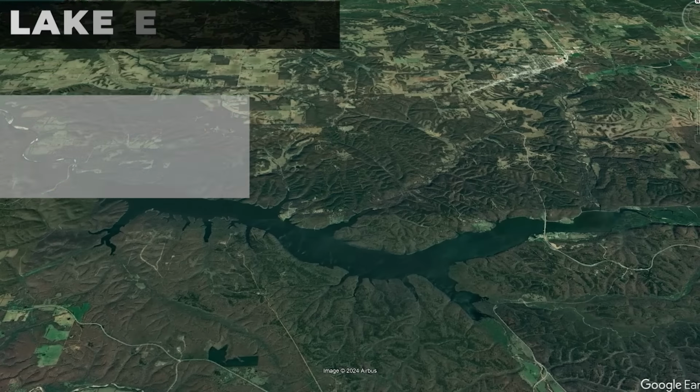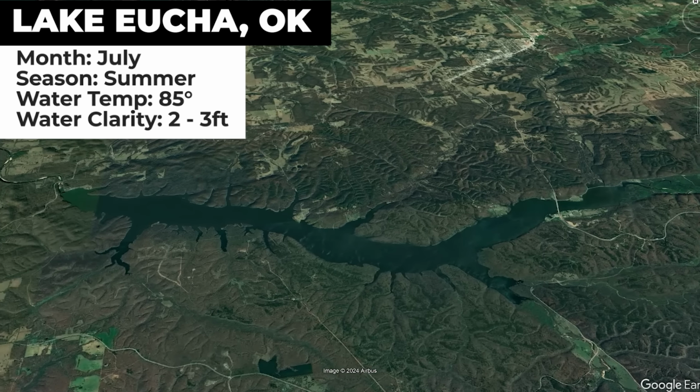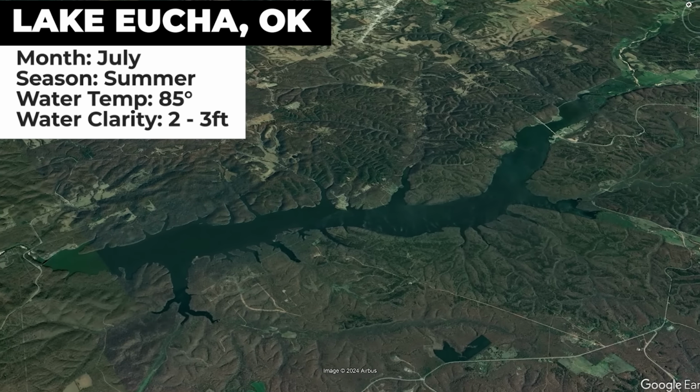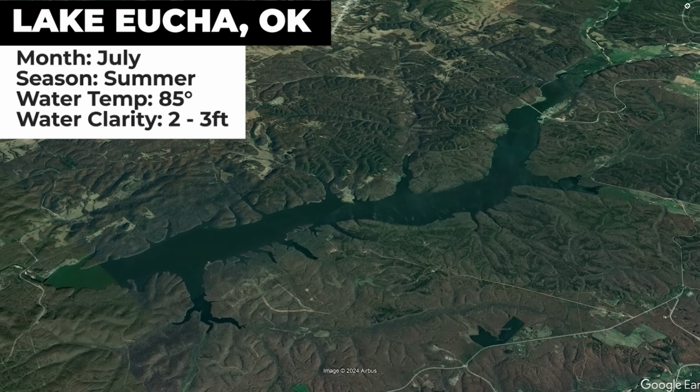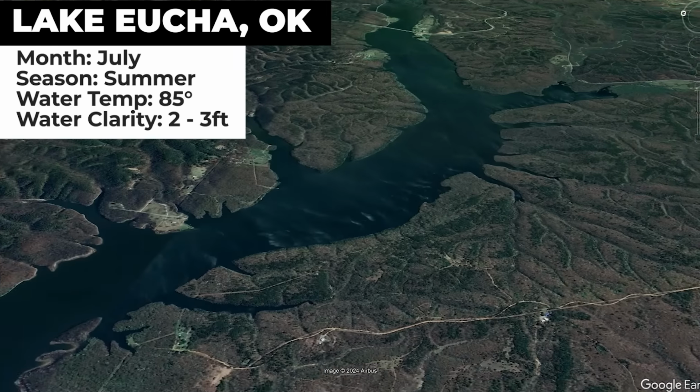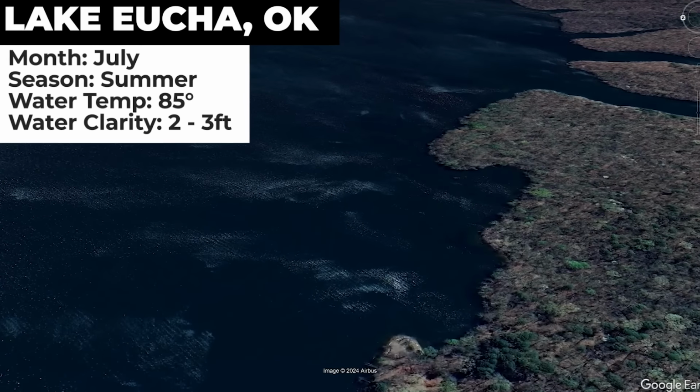Now that we've gone through the basics of identifying bass on a fish finder, let's head out to Lake Eucha in Oklahoma to put this into practice on the water. I chose Lake Eucha because it's full of a lot of non-bass species, including suckers, carp, and gar, so it's a challenge to actually identify bass on this lake.